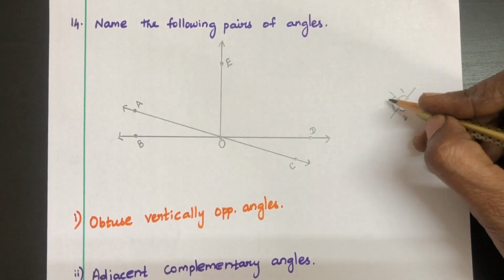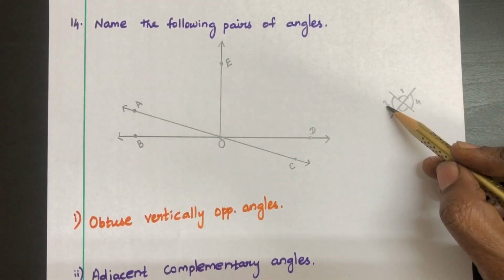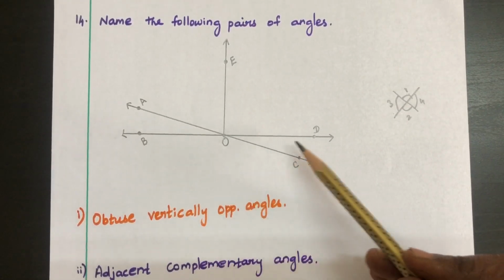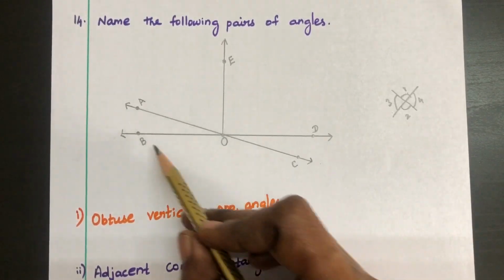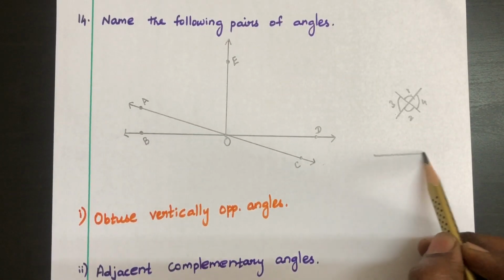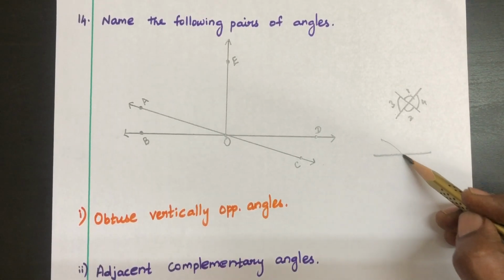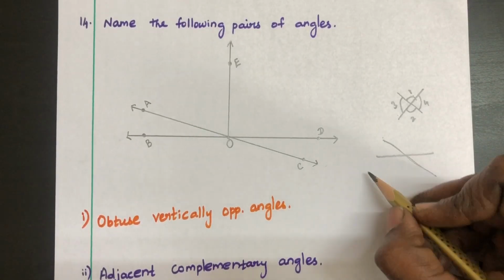Similarly, both are equal also. This 3 and 4 are vertically opposite. Both are equal. If you are going to find vertically opposite angles, just look for the intersecting lines. See here, BOD is one line, right? Similarly, AOC is another line, like this.